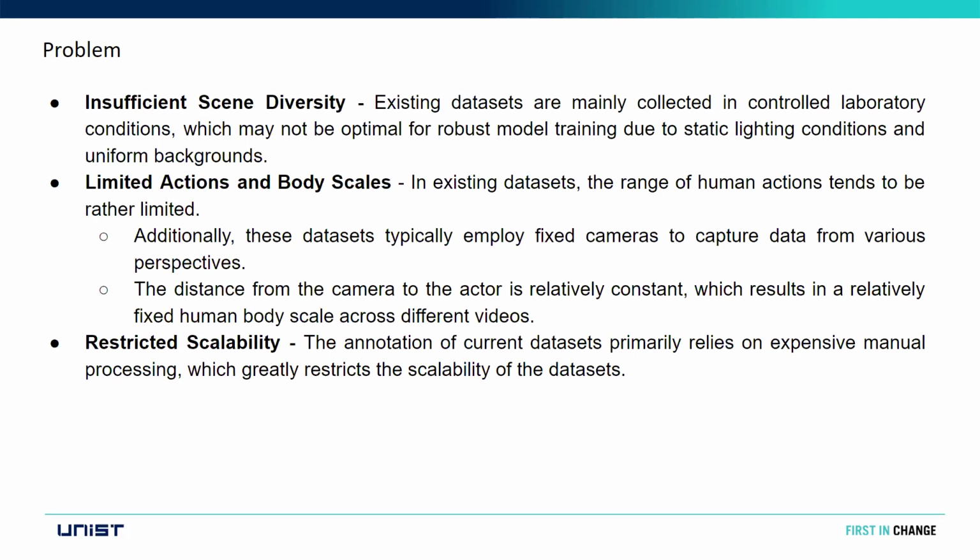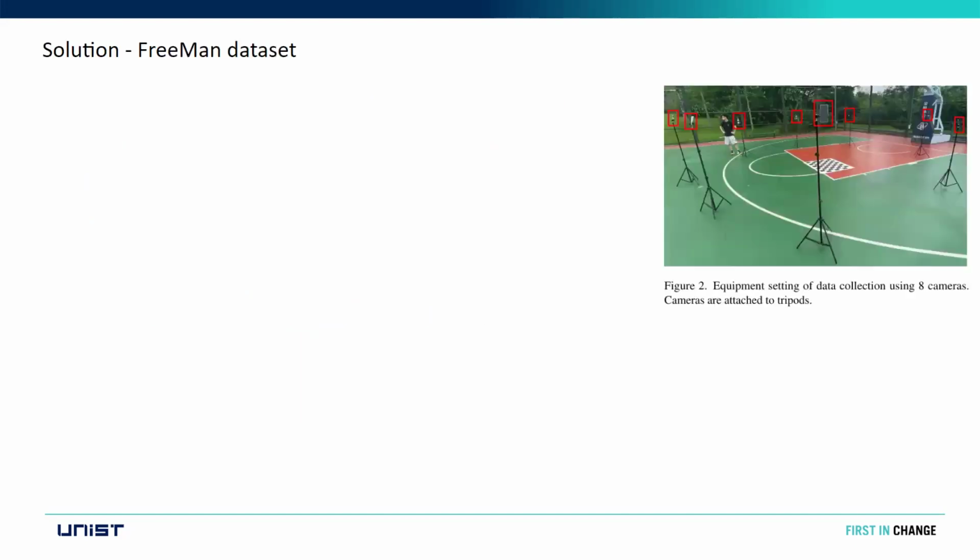And the third point they make is restricted scalability. They say the annotation of current datasets primarily relies on expensive manual processing, which greatly restricts the scalability of the datasets. Now let's go to the solution. The FreeMan dataset, they simply use 8 phones to capture the human. This is the sample they show.